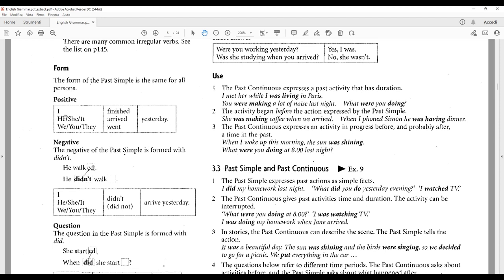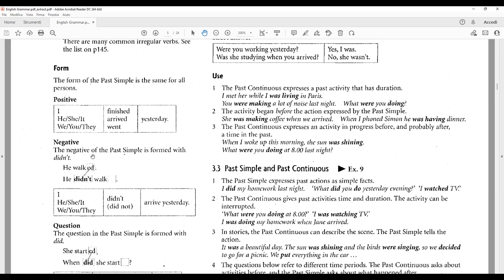I went yesterday, ci sono andato ieri. I went yesterday, I finished yesterday, ho finito ieri. He, she, it, finished, arrived, went yesterday. We, you, they, finished, arrived, went yesterday. Quindi non cambia la desinenza per la terza persona singolare, he, she, it.